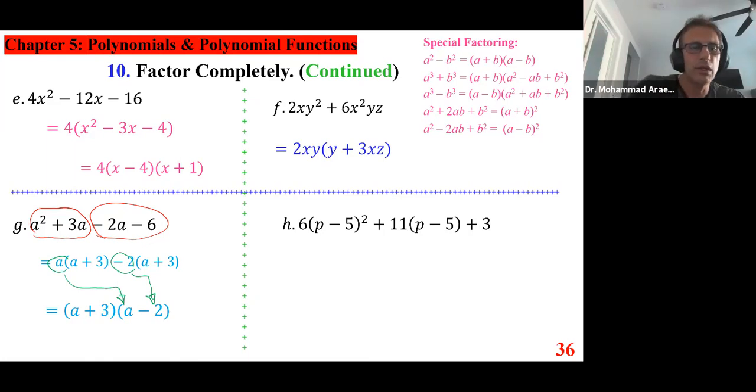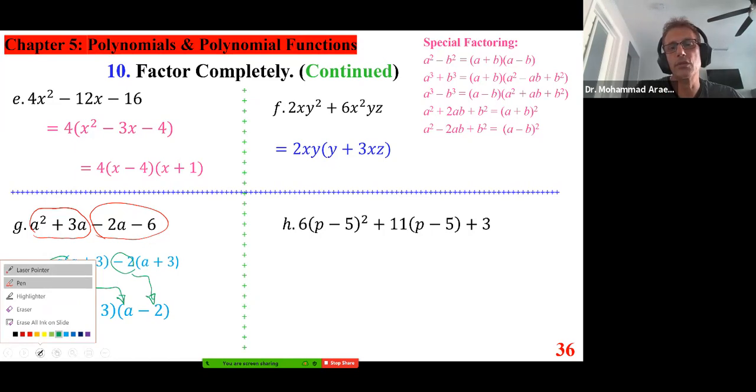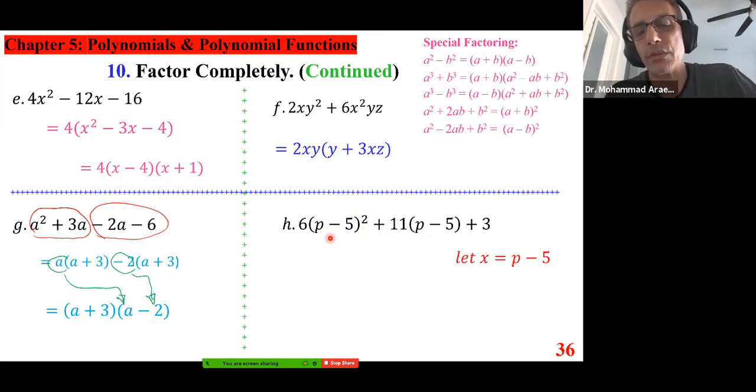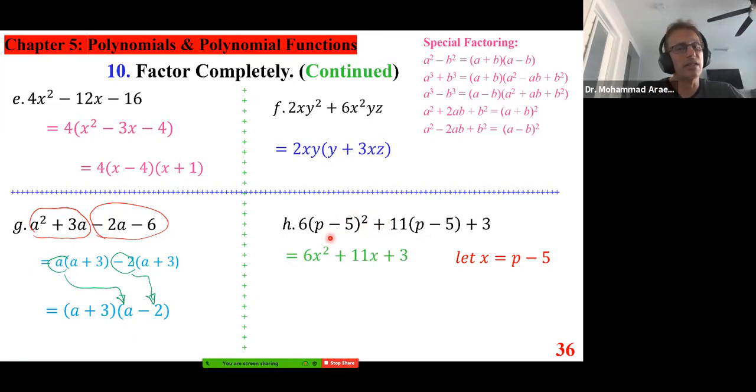You can just simplify and do the math, by raising this to the second power and so forth. But that's really not a good practice. The best practice would be to use the substitution by letting p minus 5 be equal to any variable of your choice except p. So let x represent that and rewrite it as 6x squared plus 11x plus 3. Now you want to factor this, and it's really not too bad.